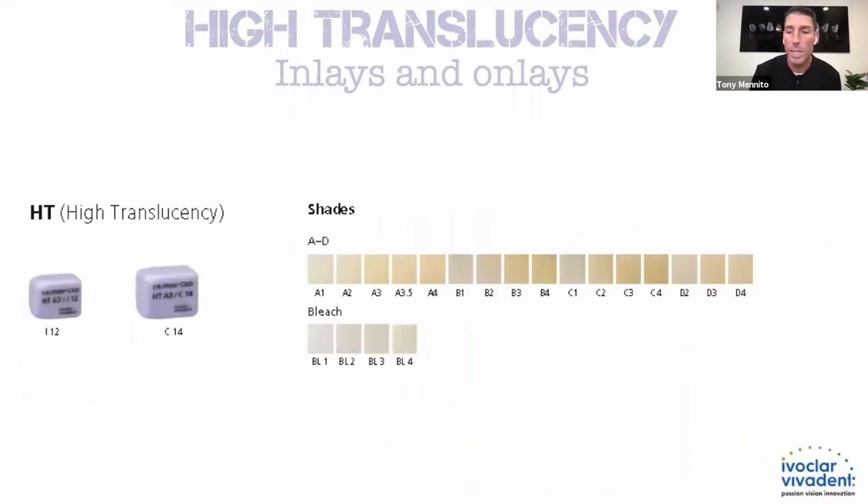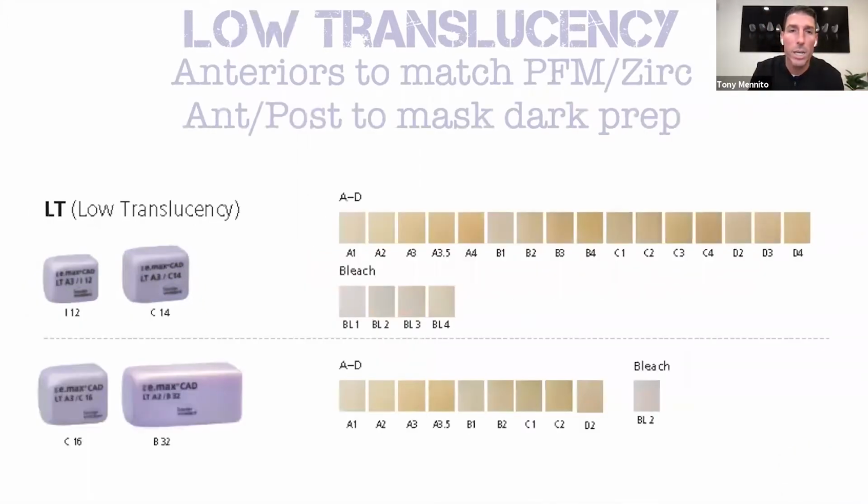Now, emax comes in three different translucencies, actually: high translucency, and I use high translucency mostly for inlays and onlays. These blend in very nicely with the tooth structure. You can see we have a good range of shades that are available for this material in the HT block, and the LT block, which is low translucency. And I like these when I'm trying to match a zirconia crown in the anterior or a PFM, because that low translucency has that same level of opacity. Also to mask a dark prep.